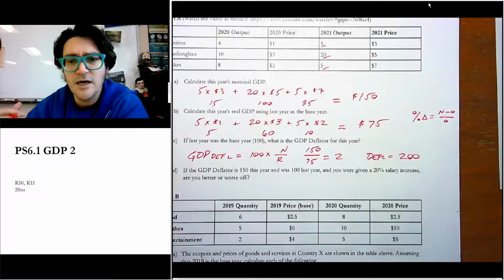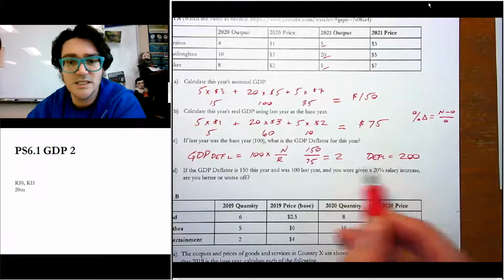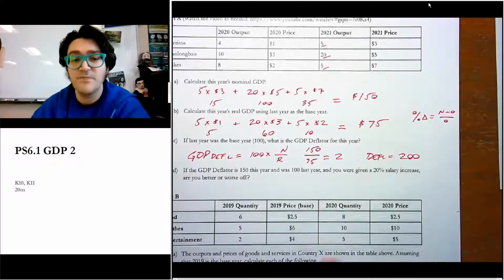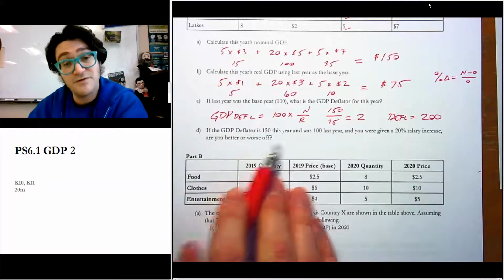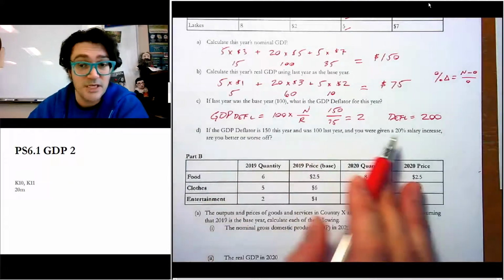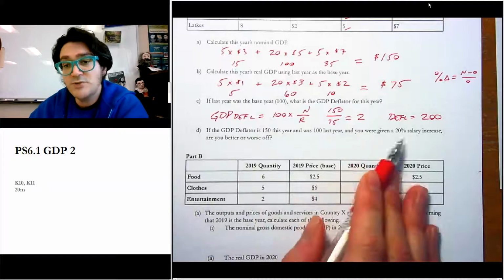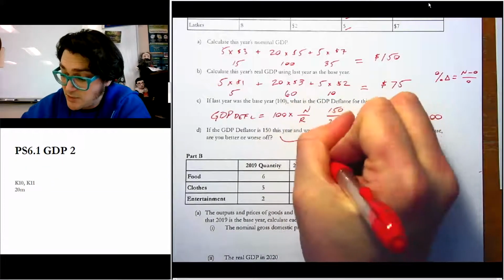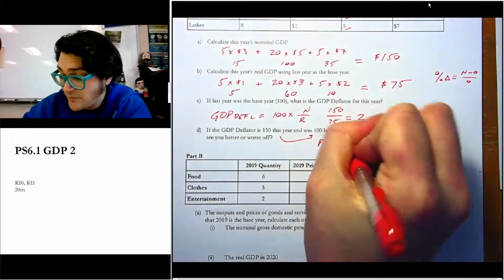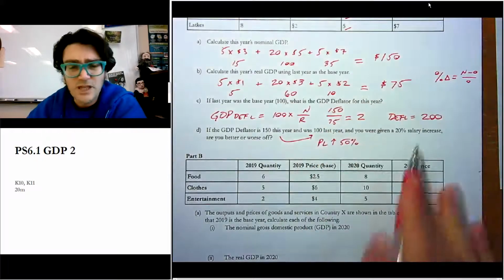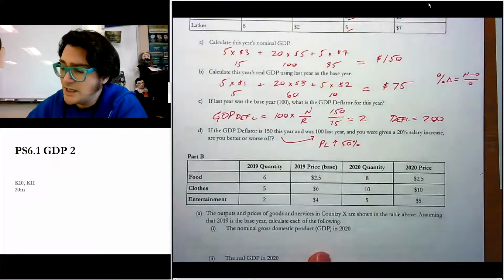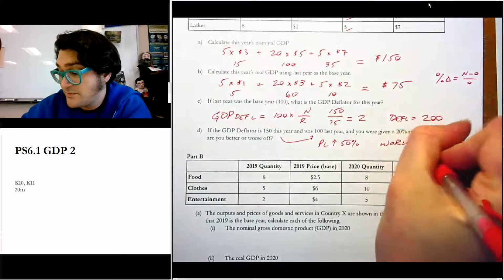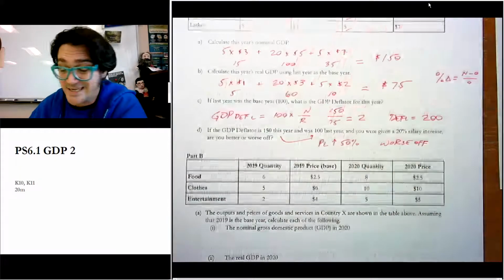That's a lot. But what it's helpful to tell us is, okay, compared to other things in society, are we better off or are we worse off? So if the GDP deflator is 150 this year and was 100 last year, which is not the case, but whatever, and we were given a 20% salary increase, are we better or worse off? Well, this means price levels increased by 50%. And we only got 20% more in salary. So hopefully you can say worse off, because 20 is less than 50, kids.